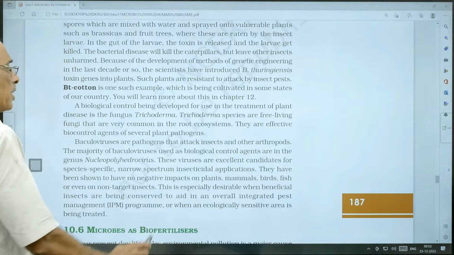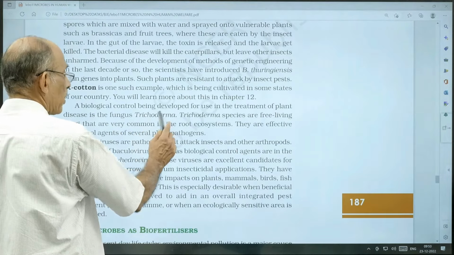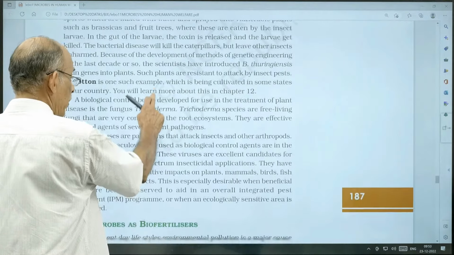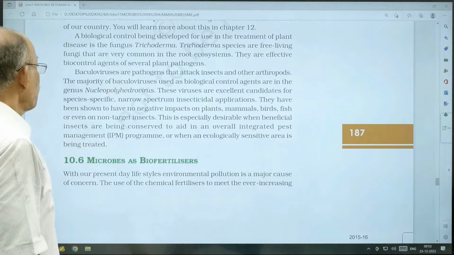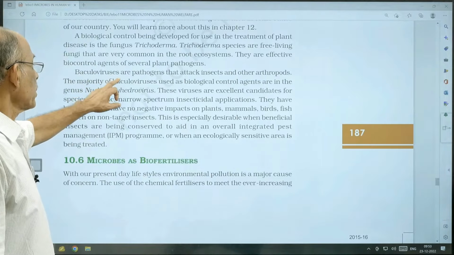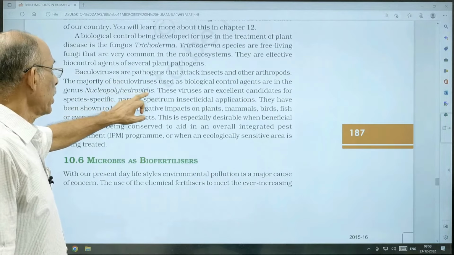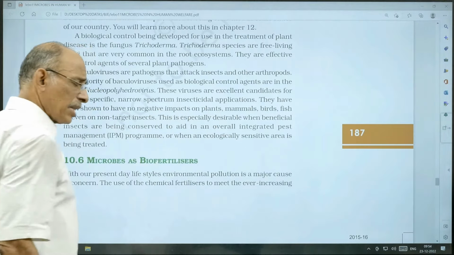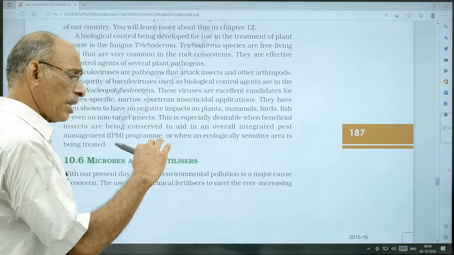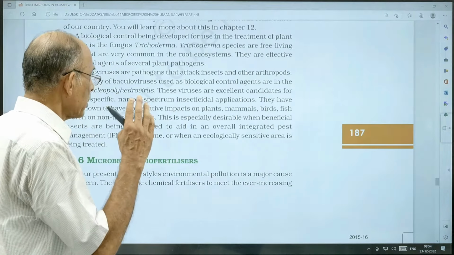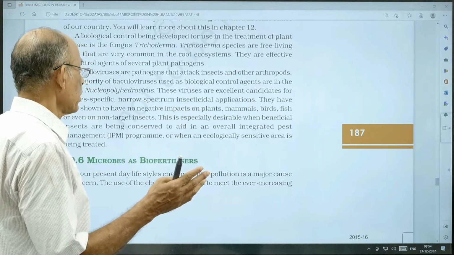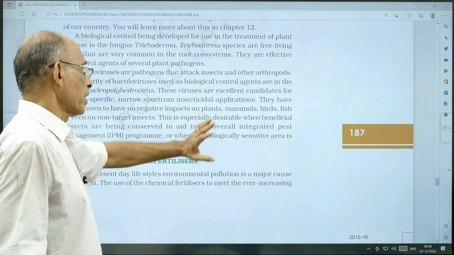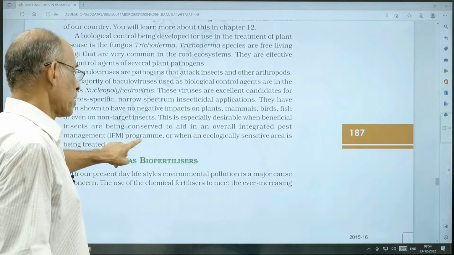Another biocontrol agent is Trichoderma, which is free living, very common in the root ecosystem, and is effective in controlling many plant pathogens. Next, another type of biocontrol agent is baculoviruses, which come under the nucleopolyhedroviruses. These are species specific and narrow spectrum in their insecticidal action. The insecticide, by contrast, is broad spectrum, so several organisms will be killed, whereas narrow spectrum means they will kill only that particular arthropod or insect. So this is used in an integrated pest management program.